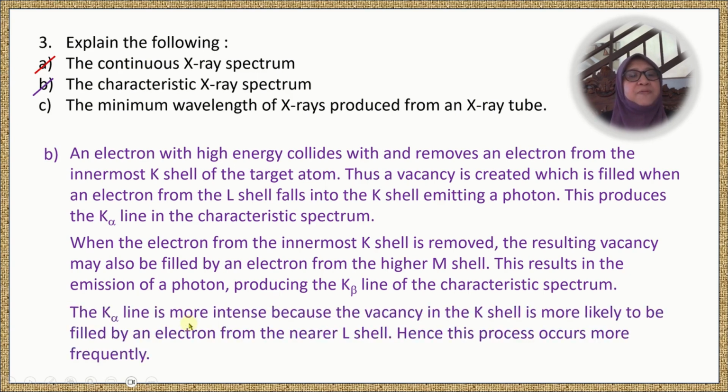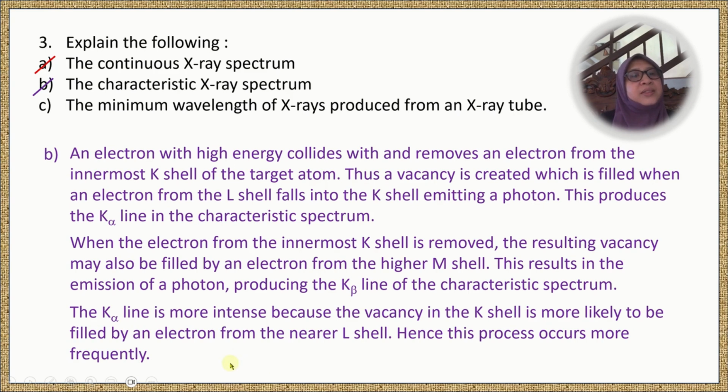The K alpha line is more intense because the vacancy in the K shell is more likely to be filled by an electron from the nearest L shell. Hence this process occurs more frequently. That's why the two characteristic X-ray lines have different levels. So K alpha is more intense.